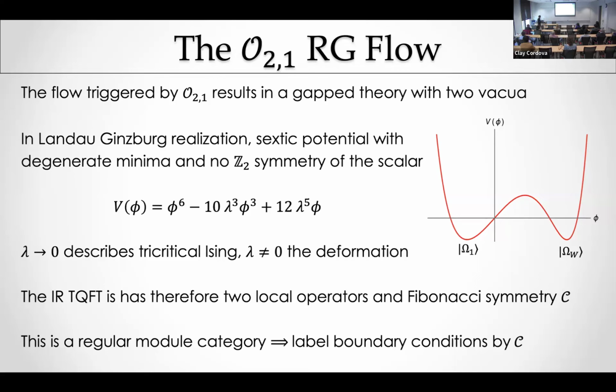So this theory has two ground states and corresponding in the infrared, two topological local operators. And the whole flow has Fibonacci fusion category symmetry. So we're going to see the consequences of that on the spectrum now.